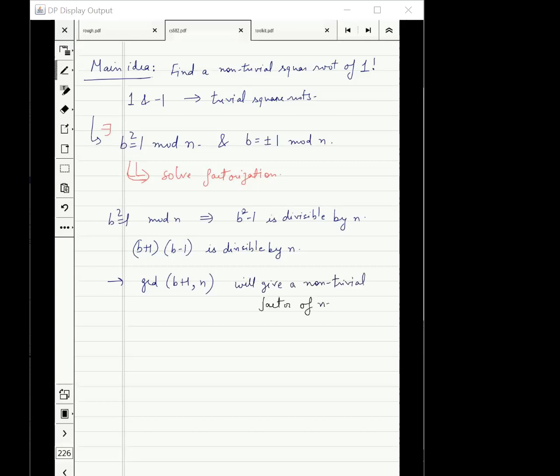Why is that the case? Because we know that none of them are divisible by n. Why?